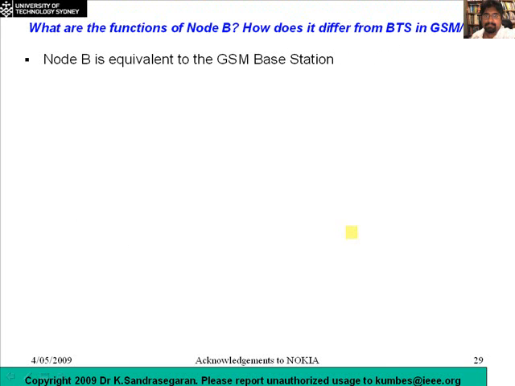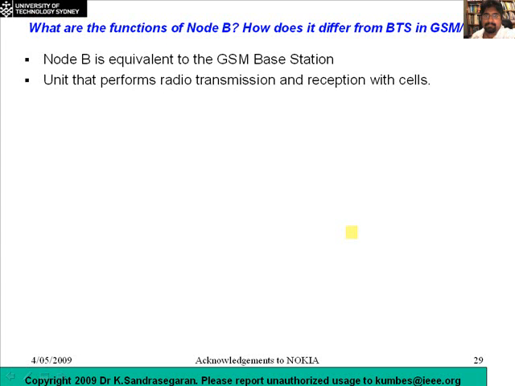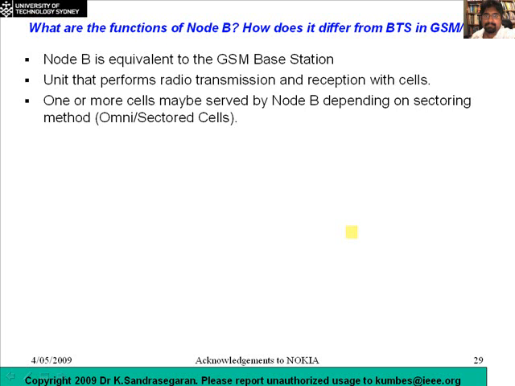The Node B is equivalent to the base station in GSM, and it performs all of the radio transmission. Both the radio transmission and the reception have to be performed by the Node B, and whatever information is coming on the A interface has to be converted into ATM cells and transmitted on the IUB interface to the RNC. That function has to be performed by the Node B. So the Node B becomes the first element that starts putting the IP packets or the voice that it is receiving from the mobile into ATM cells for transmission to the RNC.